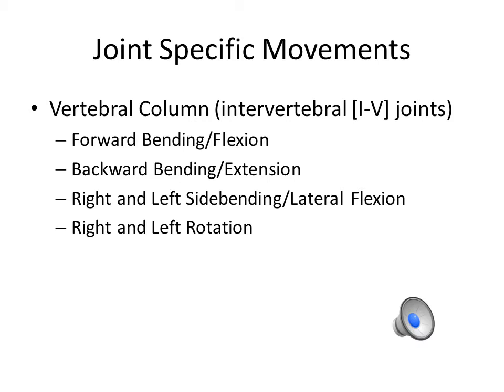Forward bending, also called flexion, is the movement of the vertebral column in an anterior direction. Backward bending, also called extension, is the movement of the vertebral column in a posterior direction. Right and or left side bending, also called right and or left lateral flexion, is the bending of the vertebral column to the right or to the left. This always occurs in the frontal plane. Right and left rotation is rotation of the head, neck, or trunk to the right or to the left around the vertical axis.